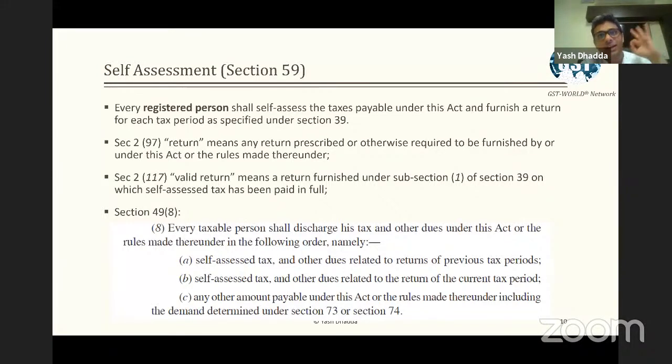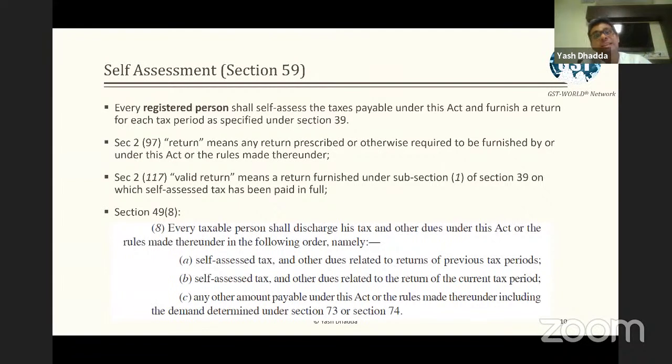So broadly, under section 59, the tax in my GSTR 3B I have to self-assess, and I have to file the return. Section 59 does not stop me anywhere, it does not say that I have to pay the full tax. But there is section 2(117) which talks about a valid return. And a return will be considered valid only when you pay your tax in full, and that is why one conservative understanding which comes in is that you are only complying with section 59 till the time whatever tax which you want to self assess for a particular tax period you have paid in full.